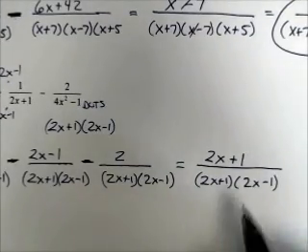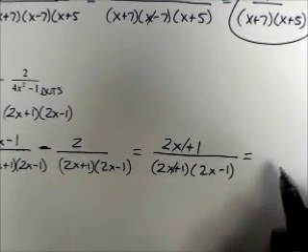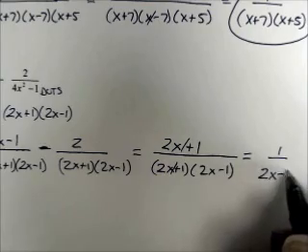Now, can this fraction reduce? Yes, the 2x plus 1's divide out. So our answer is 1 over 2x minus 1.